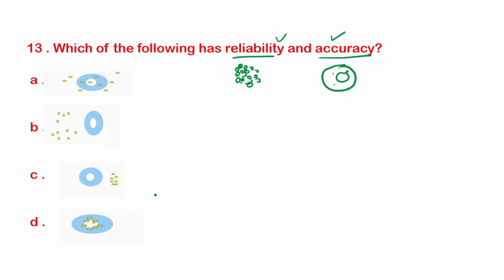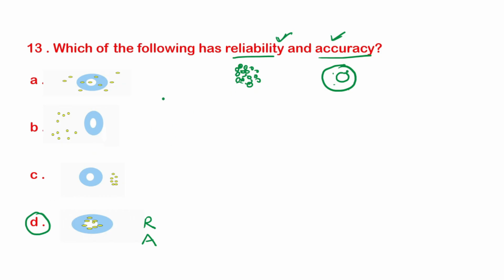Now see option number 4. All the shots are concentrated at one place. Yes, it is concentrated, therefore it is reliable. Secondly, are they touching the circle? Definitely they are touching the circle, so therefore it is accurate. So we got the answer for our question. Which of the following has reliability and accuracy? This is the answer for this question.